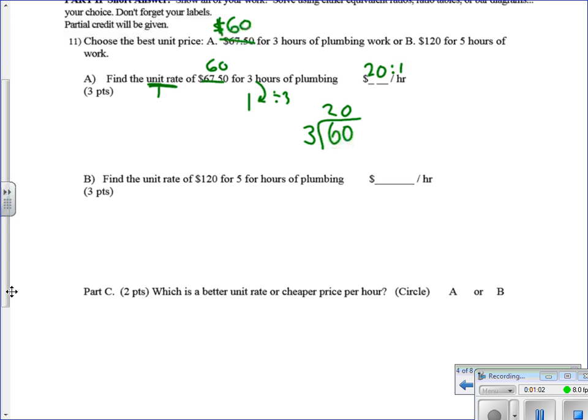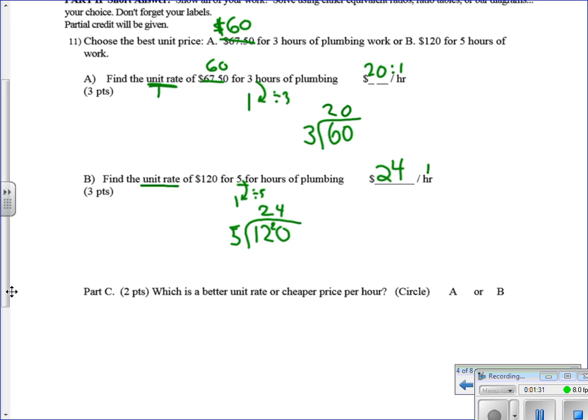Second rate says unit rate for $120 for 5 hours. So we're going to 1 hour. Divide by 5. Divide 120 by 5. 5 goes into 12 twice. 5 times 2 is 10. 12 minus 10 is 2. 5 goes into 24 four times. $24 for 1 hour of this plumbing work, right?